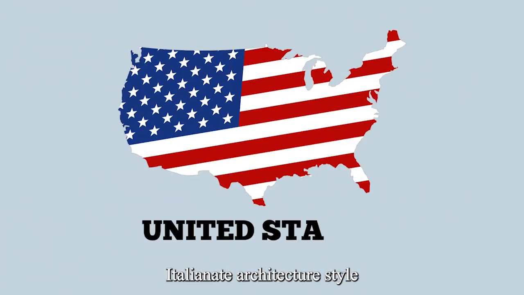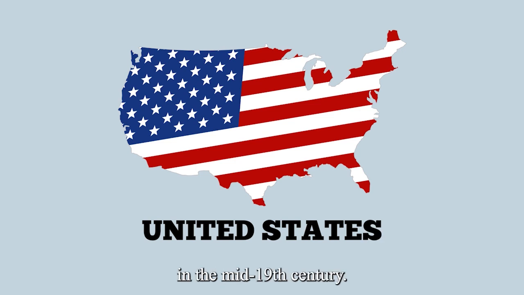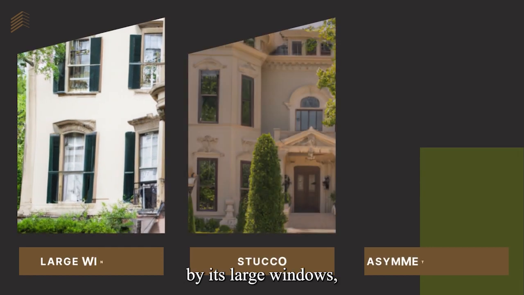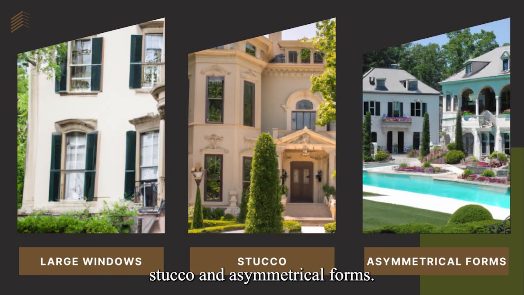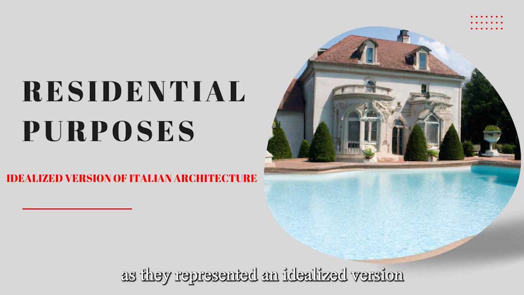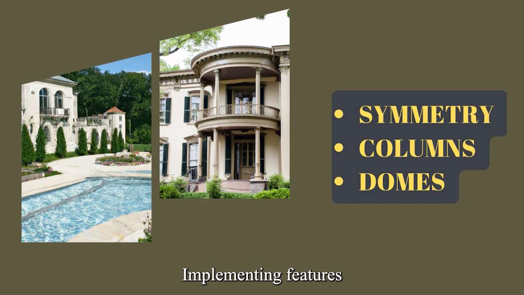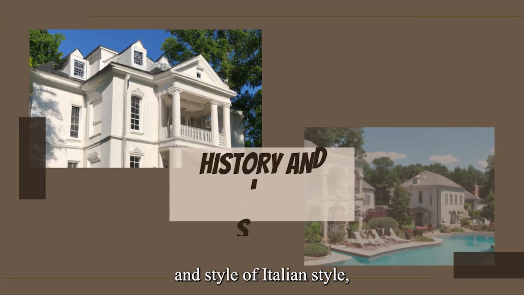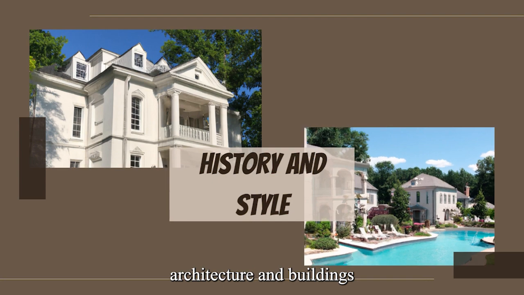Italianate architecture style became popular in the United States in the mid-19th century. This style was characterized by its large windows, stucco, and asymmetrical forms. Italianate-style buildings were mainly created for residential purposes, as they represented an idealized version of Italian architecture, implementing features such as symmetry, columns, and domes. This video explores the history and style of Italianate-style architecture and buildings.